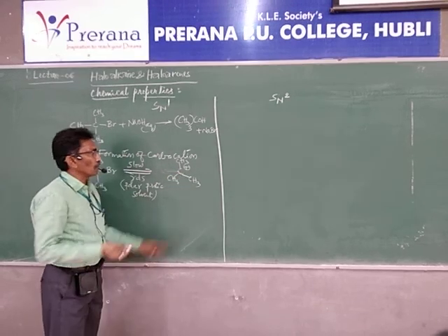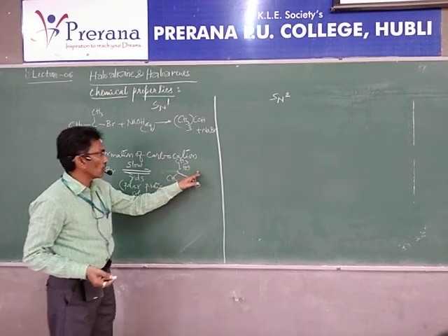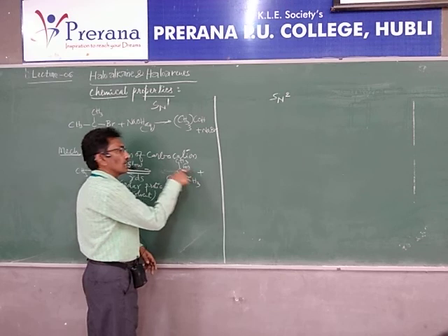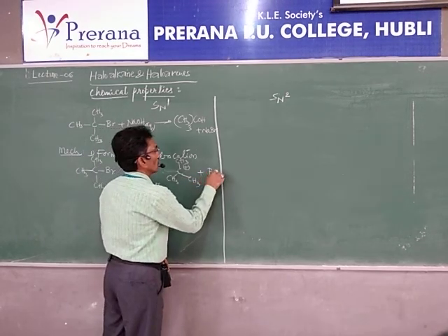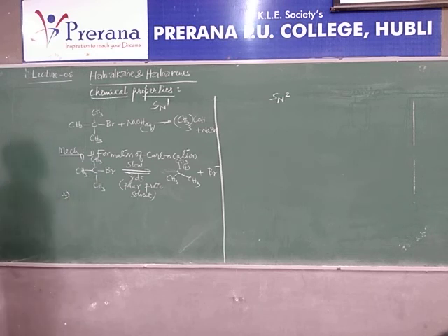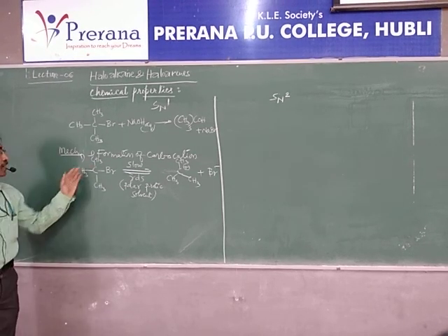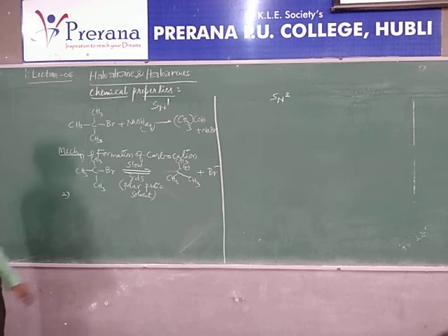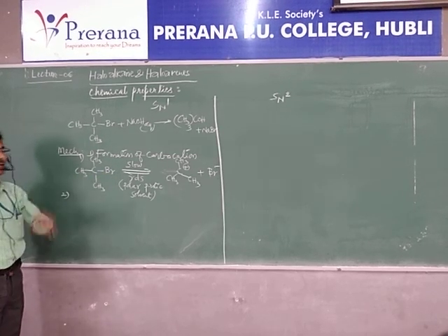So some students fail to write the plus charge already here. Here one plus is missed, or here plus is written and here plus is missed, like that. This is the care to be taken. The second step is either front side or back side attack of the nucleophile. So here the nucleophile is a weak nucleophile when compared to Br minus.